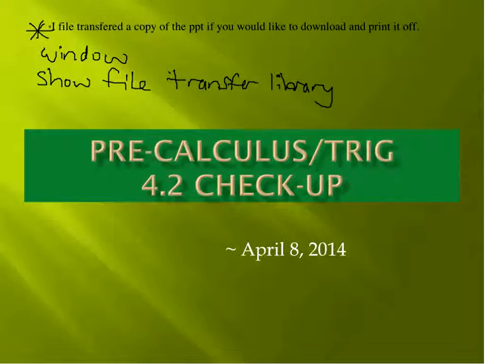Okay, so let's go ahead and we're going to jump right into 4.2. I know that your test is on Friday and we still have not had a chance to cover 4.3, so I will tell you how we're going to handle that towards the end of the session today, because I don't want to leave you hanging with any of the sections that we haven't covered together.